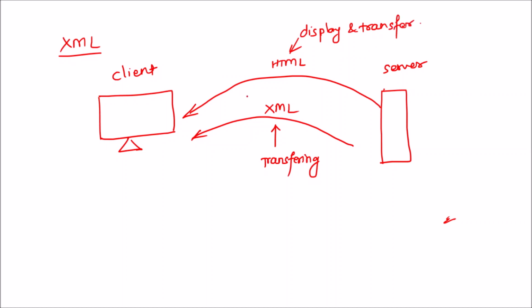So in some cases, if you want to only transfer data without displaying it, in that case you have to use XML. And if you want to display the data, you can use HTML. HTML is mostly about how to display data or where to display the data, but XML is used for transferring data. So that is the basic difference between XML and HTML. Both are markup languages.